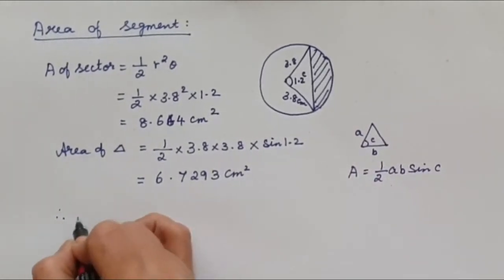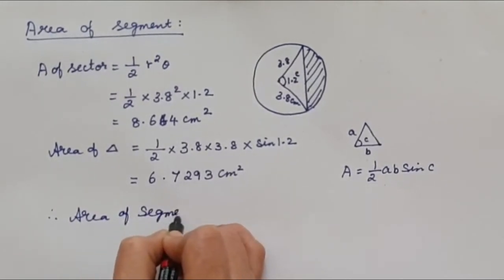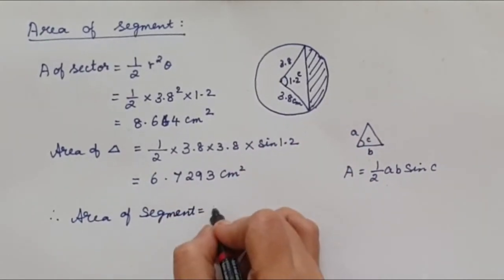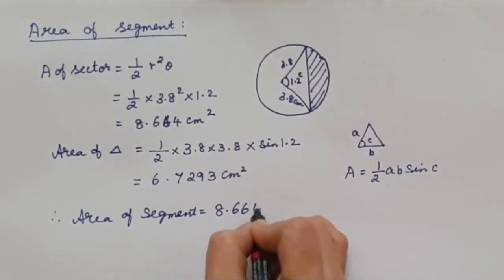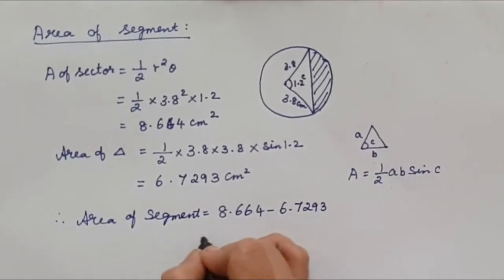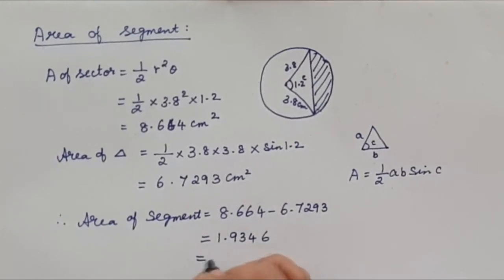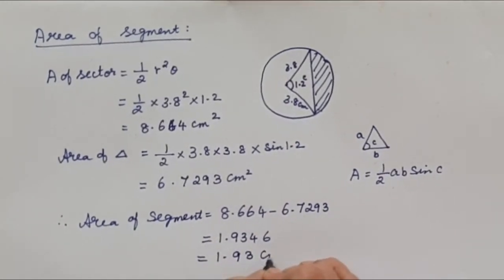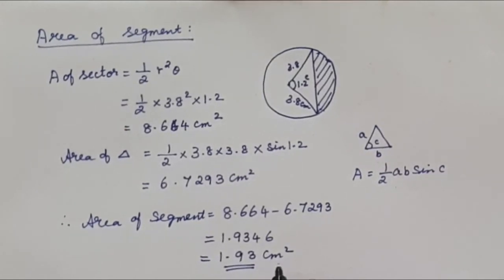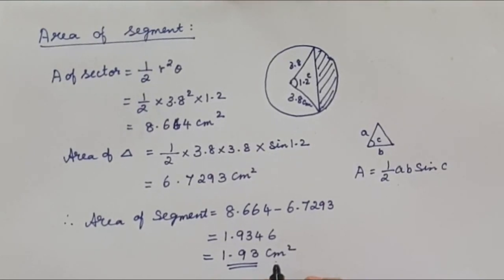Therefore, area of segment will be equal to area of the sector minus area of the triangle, 8.664 minus 6.7293. This will give us 1.9346. So it is 1.93 centimeter squared. So in radian mode, we can find the arc length, the area and the area of the segment without any difficulty.